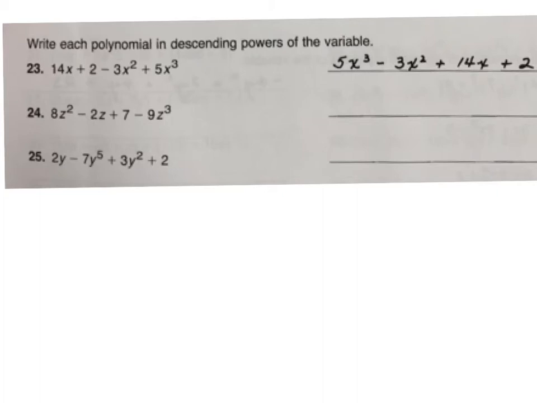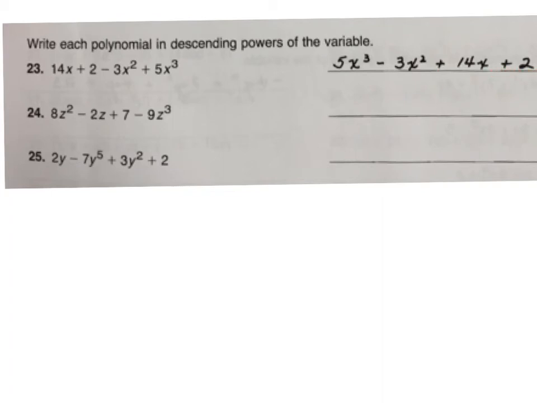All right, so on this last section, it says write each polynomial in descending powers of the variable. Now what that means is, do you see how this is cubed? And then what's this one? Squared. And then what's this one? To the first. And what's this one? So they want you to take the degree and write it from biggest to smallest.